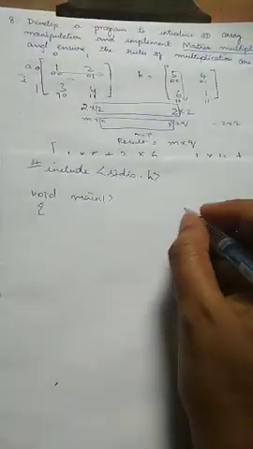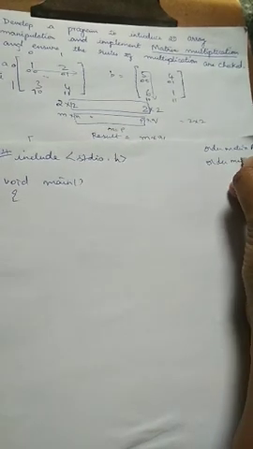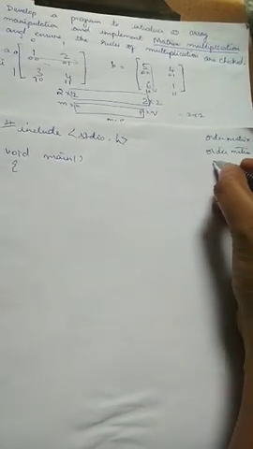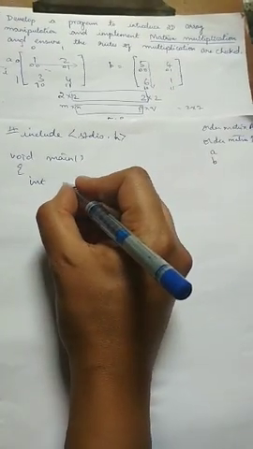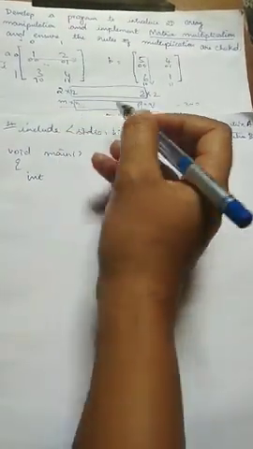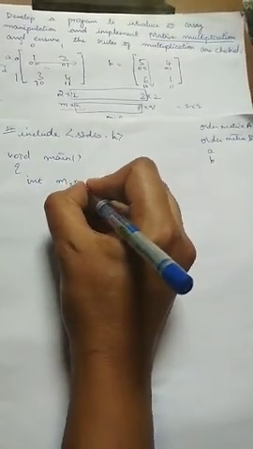Okay, so we require the order of matrix A first, then the order of matrix B. Then what else do we require? Matrix A and matrix B are required. These are the inputs we require. So let us declare int. For matrix A, let us take the order as m and n, in general. For B, let us take it as p and q.